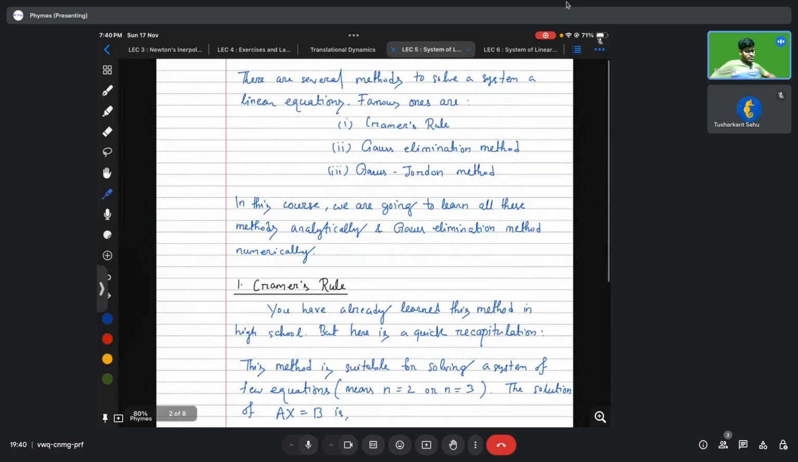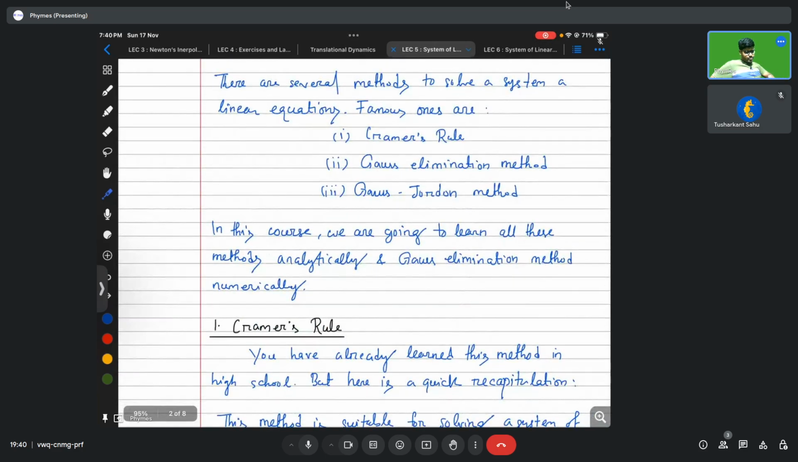Now what are the methods to solve them? There are several methods. The first one we usually learn in school is Cramer's method. Then the Gauss elimination method, we are going to learn about it in detail. And there is another one called the Gauss-Jordan method. We are going to skip this part, as it is not much important, and if you want to learn it, you can learn it from the book. We are going to mainly focus on the Gauss elimination method. Have you learned about it before?